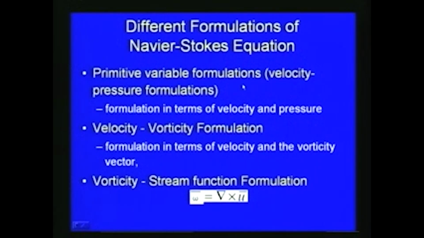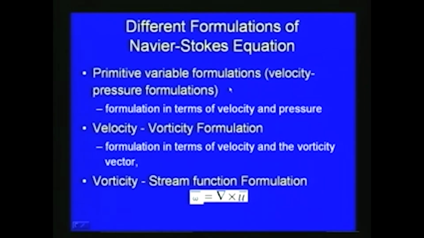First one is the primitive variable formulation, or the velocity-pressure formulation. That is what we have discussed and derived earlier. Here the formulation is in terms of velocity and pressure. So, the Navier-Stokes equations are in terms of the velocity and pressure, so the primitive variables are used, like velocity and pressure.